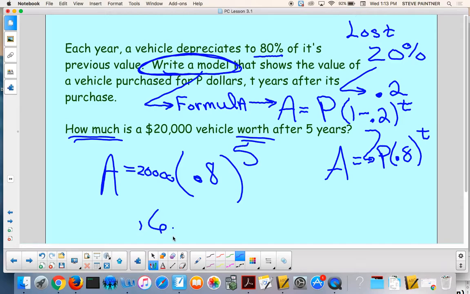6,553 and something. 60 cents equals A. A is the final amount, what it's worth. So, you bought a $20,000 car, and 5 years from now you just lost how much money? $13,500. But if you paid it off, guess what? Your car's still worth what? $6,500. So your car's worth money. You paid it off, you have no more payments, and now you have a $6,000 car. You lost a lot, but you have no payments, you're good to go.